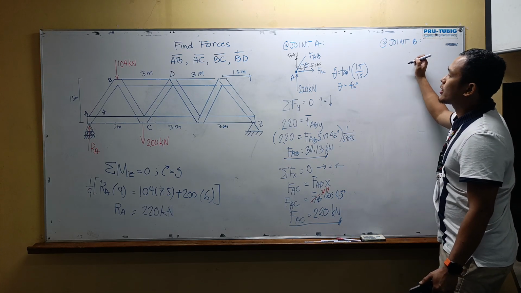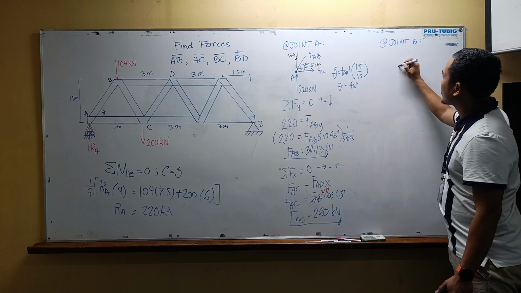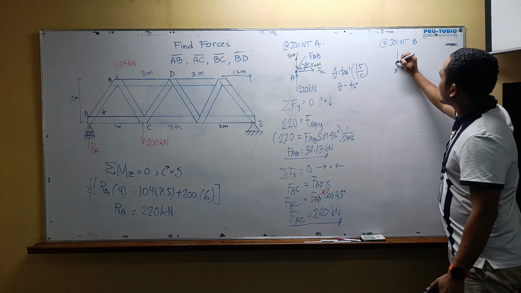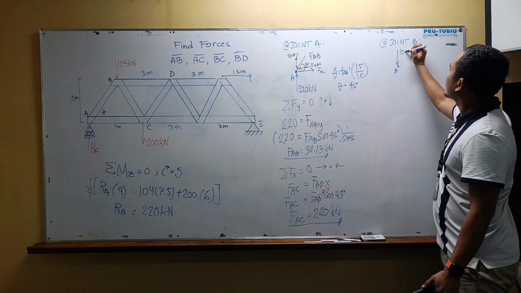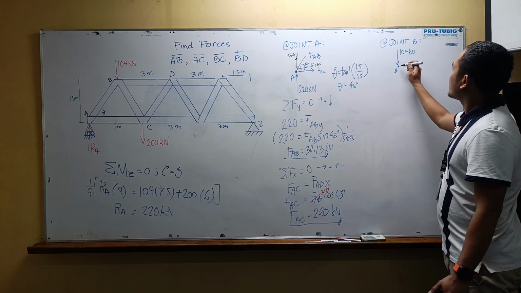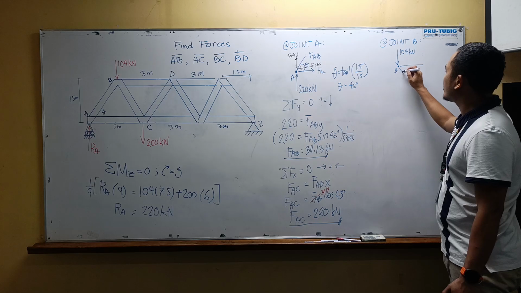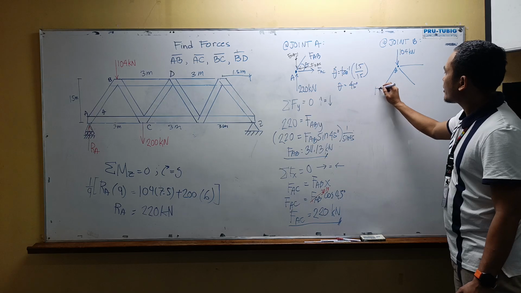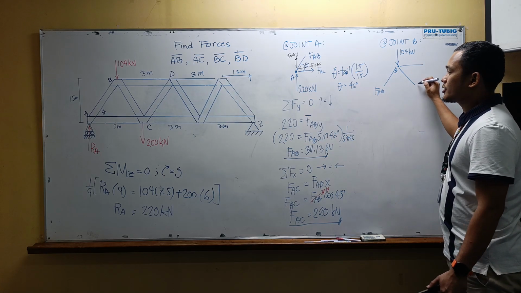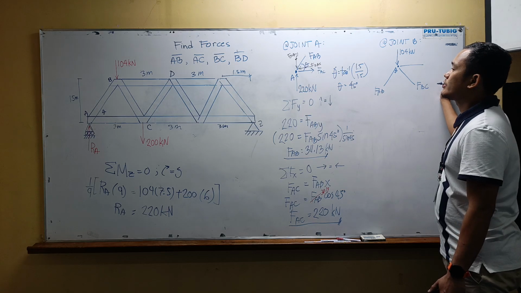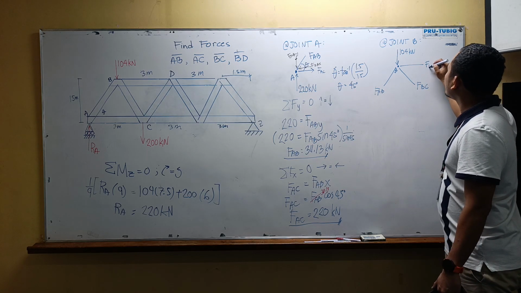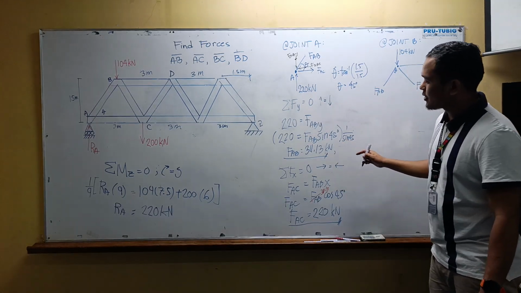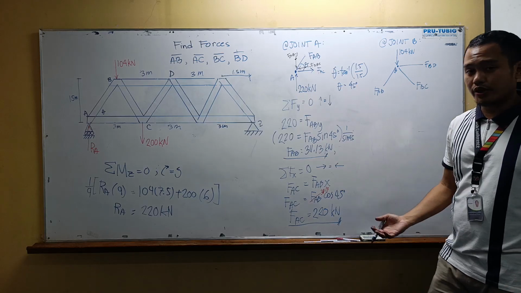joint B. Alright, so what forces are there in joint B? So we have the given load 104 kilonewtons. We also have some force here, also here and there, right? So this is your FAB, and this is your FBC. Also, this is your FBD. Okay, so I forgot to include here the nature of the force. So it's either compression or tension.